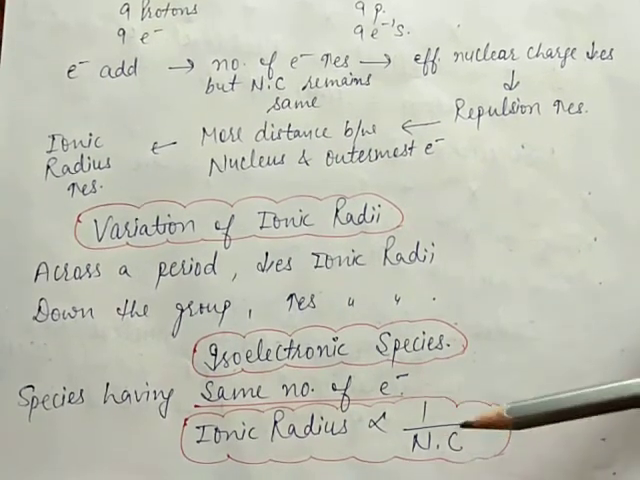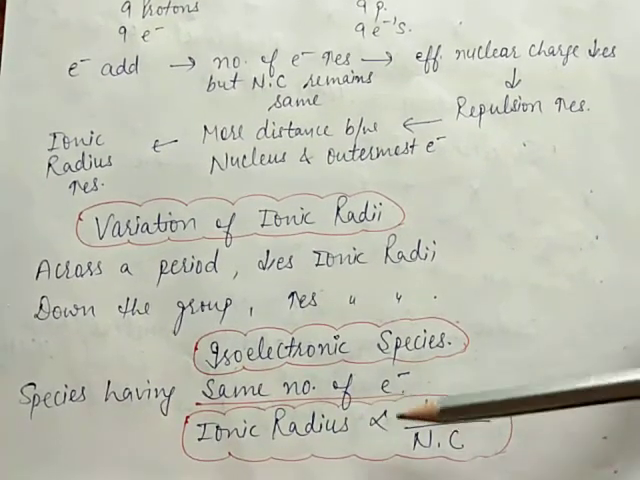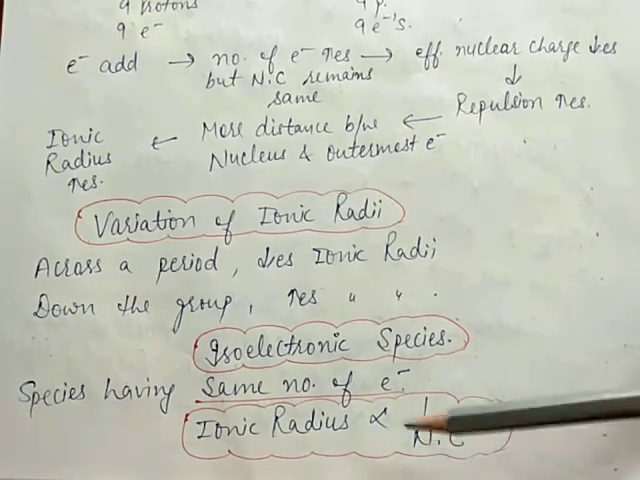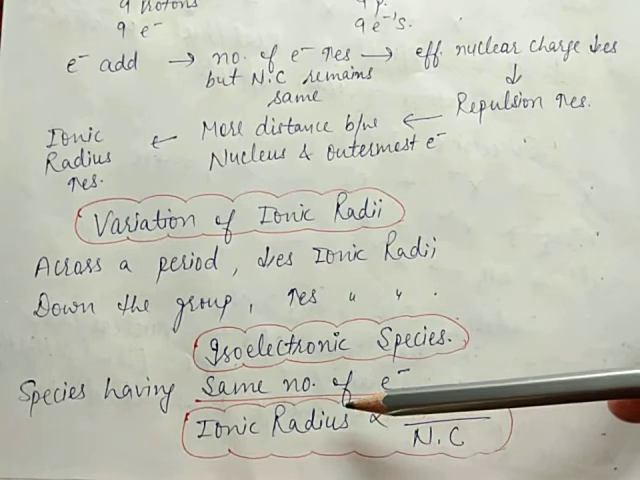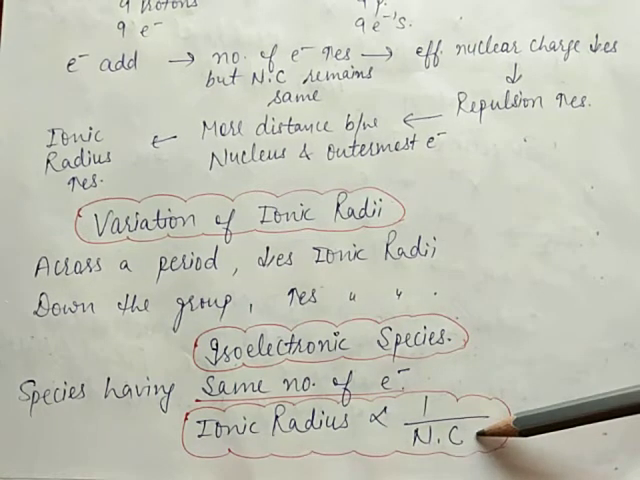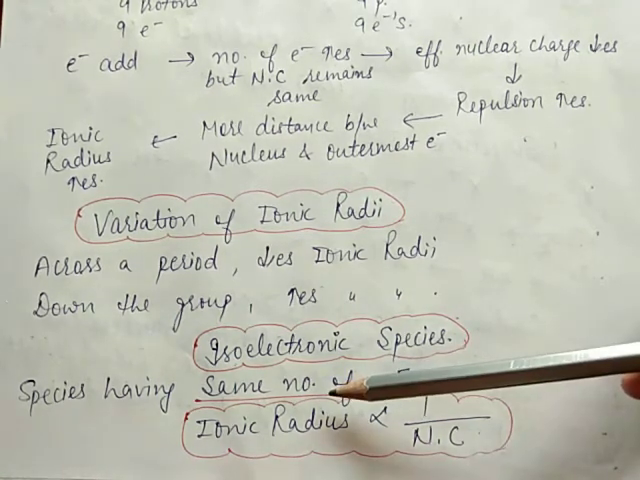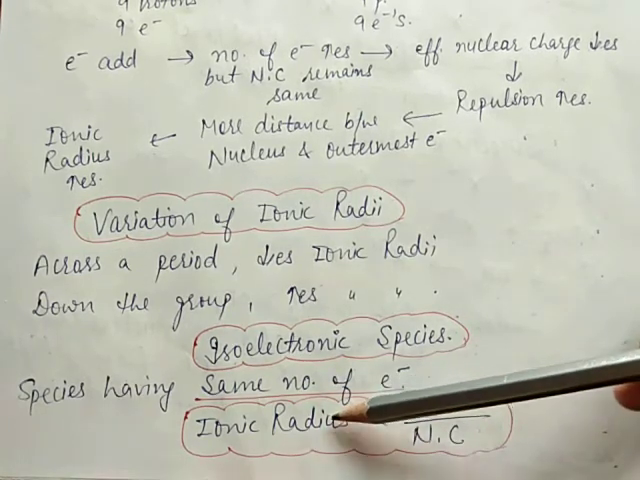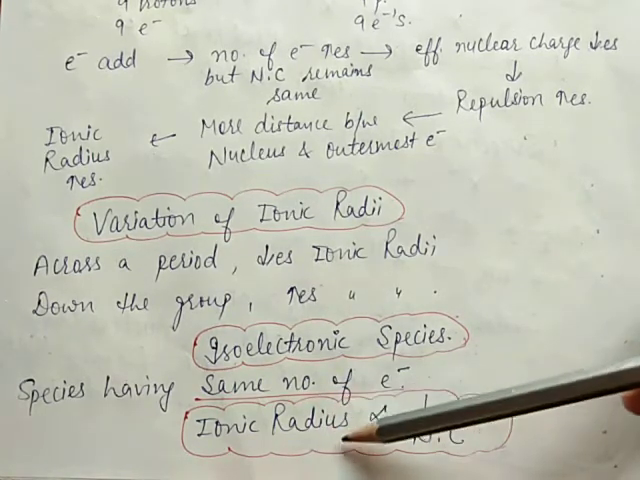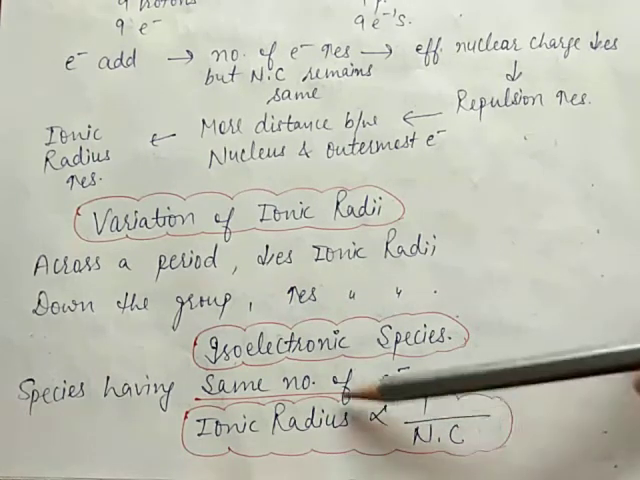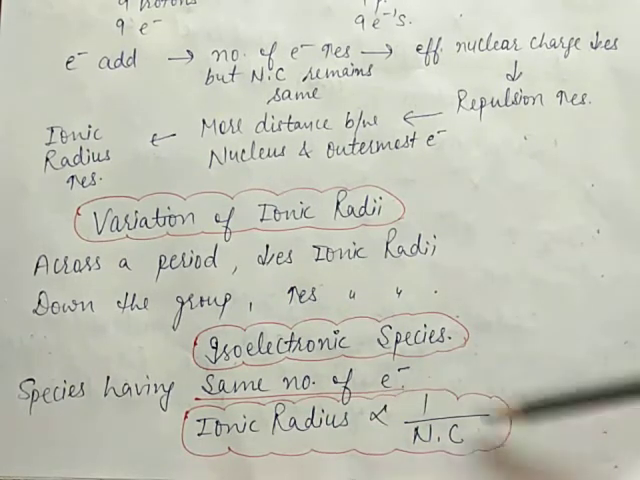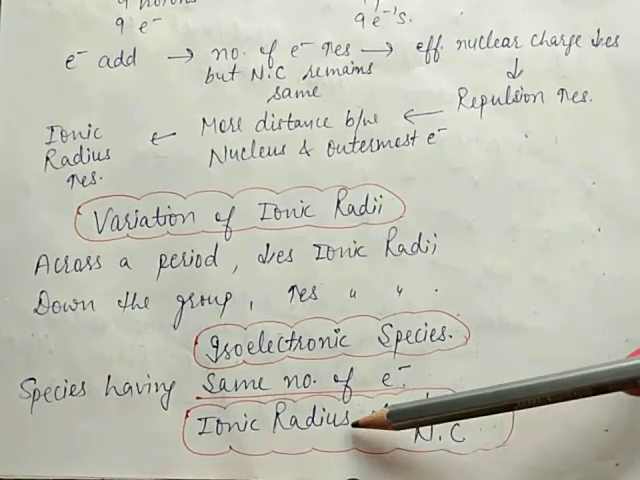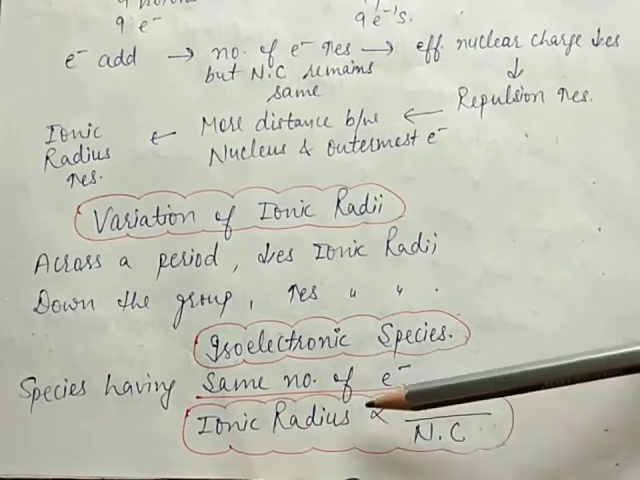And one more important point: ionic radius is inversely proportional to the nuclear charge. Means in the case of isoelectronic species, if the nuclear charge increases, then the force of attraction by the nucleus on the electrons increases and the ionic radius decreases. Means these are inversely proportional. If nuclear charge increases, ionic radius decreases because the force of attraction by the nucleus on the electrons increases.